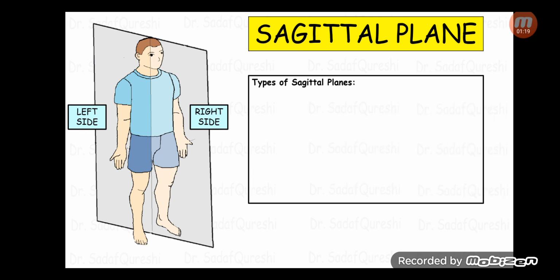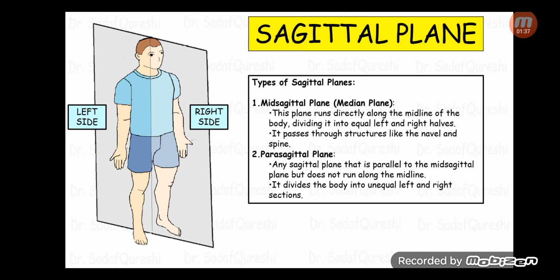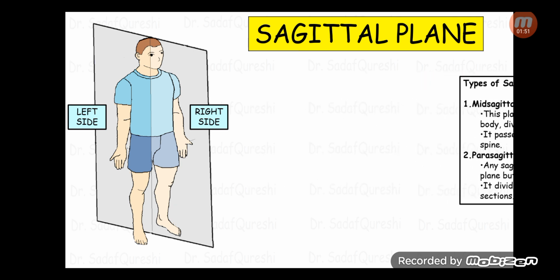Now let's talk about the further types of sagittal plane. First is the mid-sagittal plane, also called the median plane. This plane runs directly along the midline of the body, dividing it into equal left and right halves. It passes through structures like the navel and spine. Then we have the parasagittal plane. It is any sagittal plane that is parallel to the mid-sagittal plane but does not run along the midline. It divides the body into unequal left and right sections.